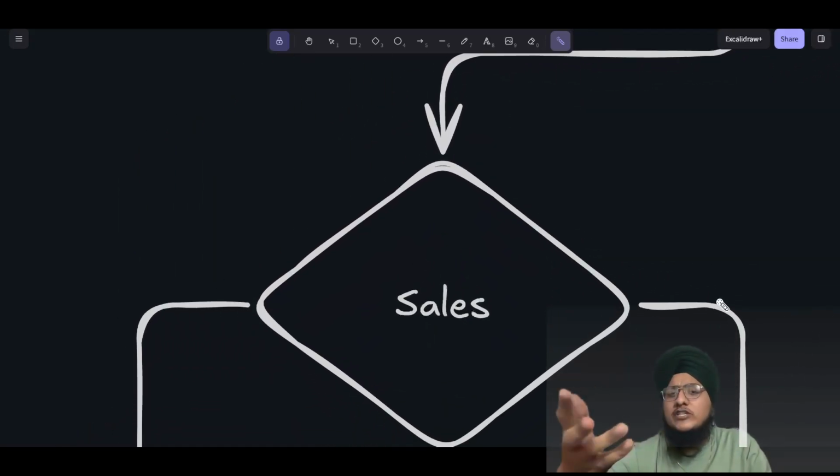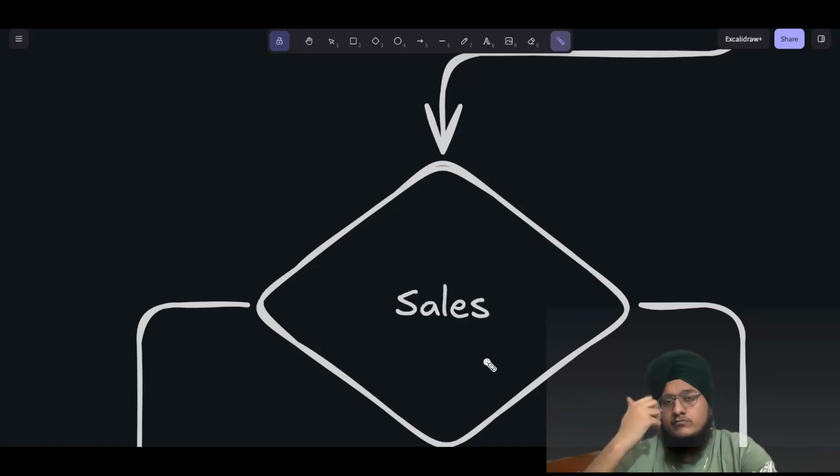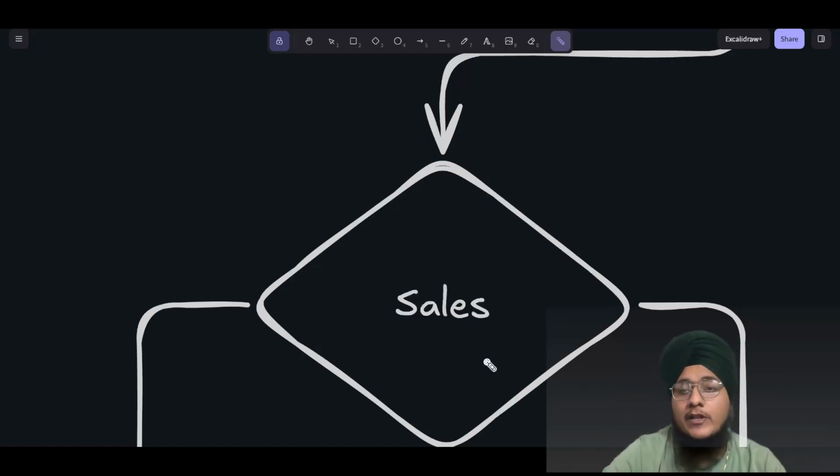So isn't the logic simple? The sales increases, right? The sales increases, the profit increases. Profit increases, share price increases. It's simple, right? But by how much? Let's understand with an example.